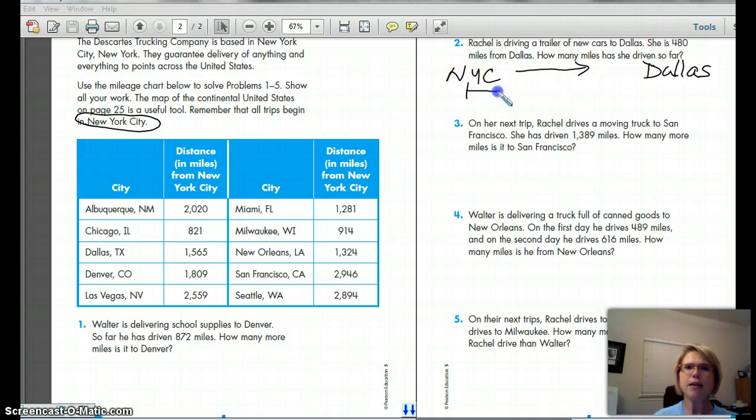Here's what that means. She has driven a distance so that if I were to drive another 480 miles, I'll be to Dallas. So this is the amount that I don't know, right? This is my missing number. But I know together they equal, let's see what Dallas is, 1,565. So can you see that we're going to subtract?